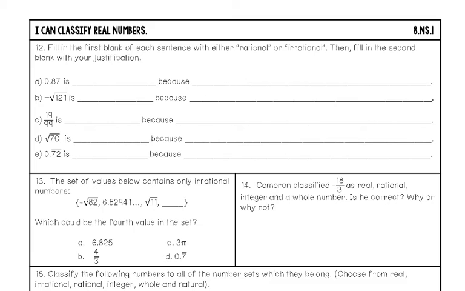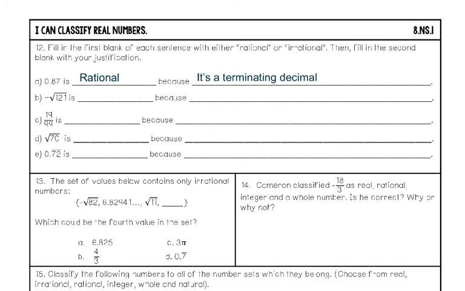So for A, 0.87 is rational because it's a terminating decimal. So all rational numbers have decimals that end or repeat. All rational numbers are fractions. All rational numbers can be integers. So rational, repeat. Rational, terminate.